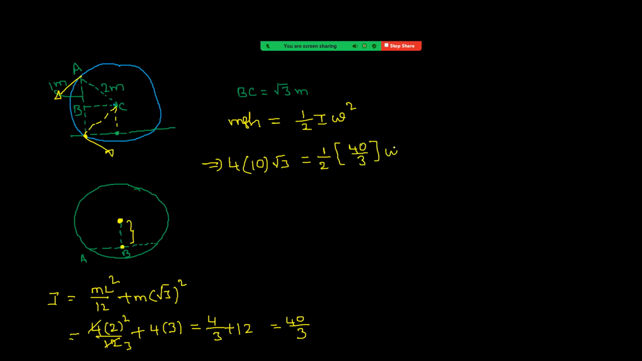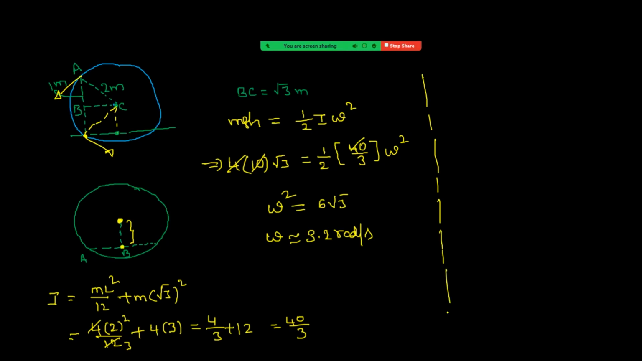Omega square, omega we have to calculate. Right. 40 gets cancelled. So omega square is 6 root 3. From that, the omega value will be approximately 3.2 radian per second, right? Now in the next question, we have to find the velocity of the center of the rod.